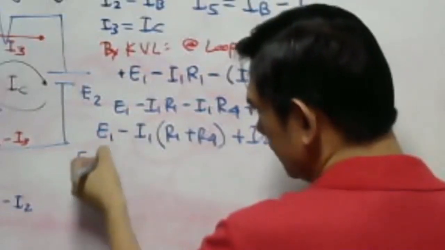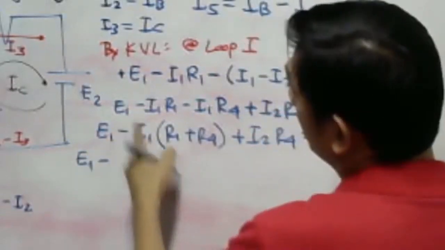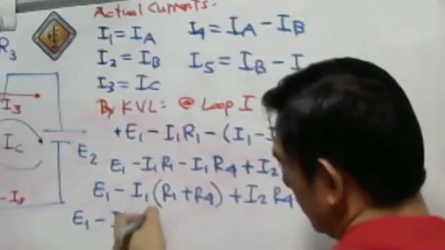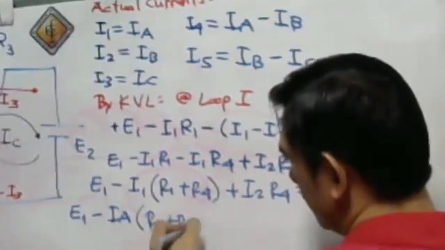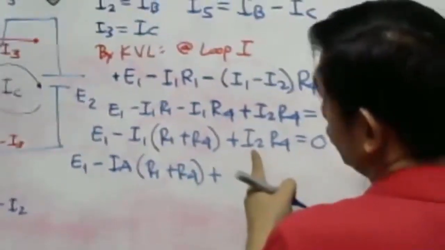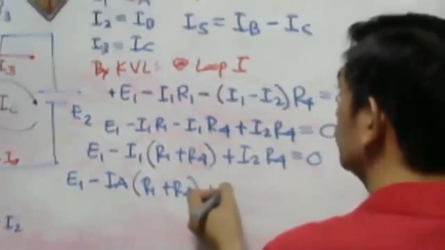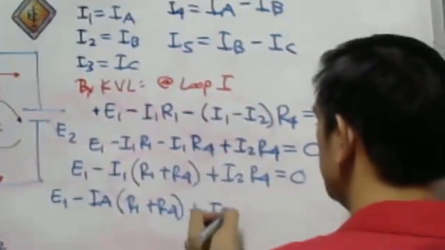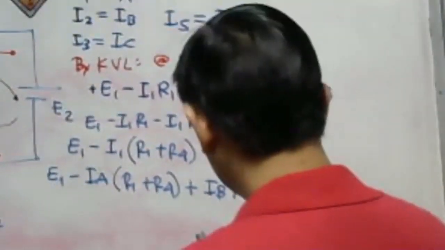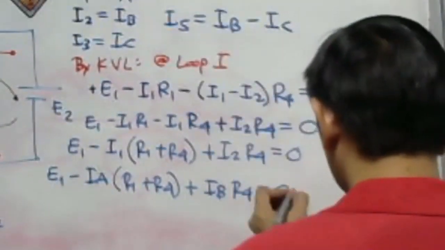So, E sub 1 minus, by the way, what is our I sub 1? That is equal to IA here, multiplied by R1 plus R4. Then we have plus, what do we have for I2? I2 is our I sub B, then R4. That is equal to 0. So, we can have here equation number 1.